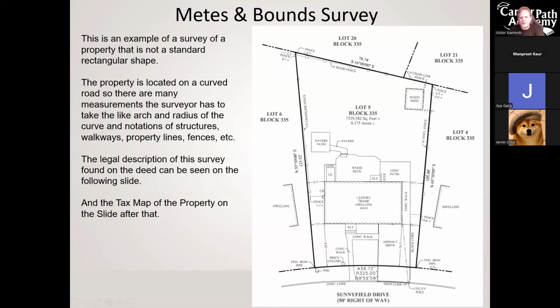This is where the surveyor begins their measurement, and then they work their way measuring around the property's boundaries, taking notation of different things that are there: pavers and wood shed and a concrete pad and a wooden deck, the basement door. We got a driveway, although he put asphalt and it's a concrete driveway. He screwed that part up. And the walkways and such like that.